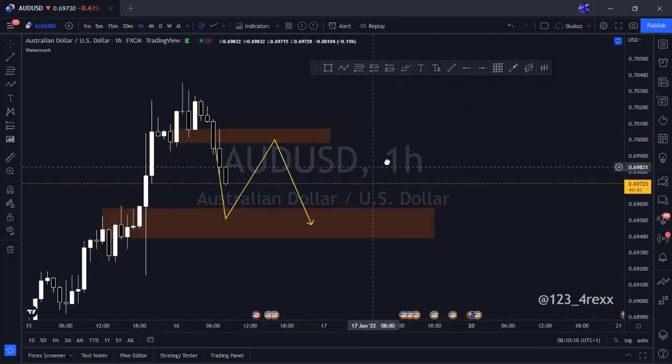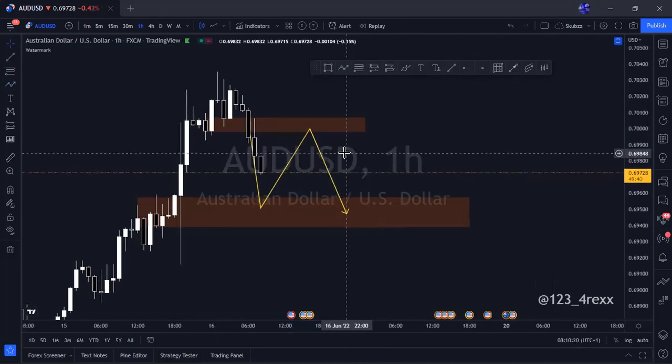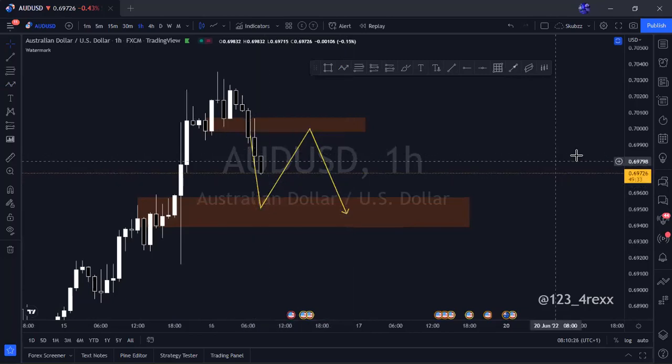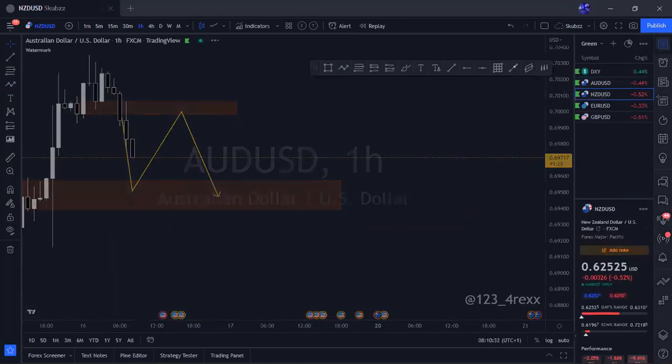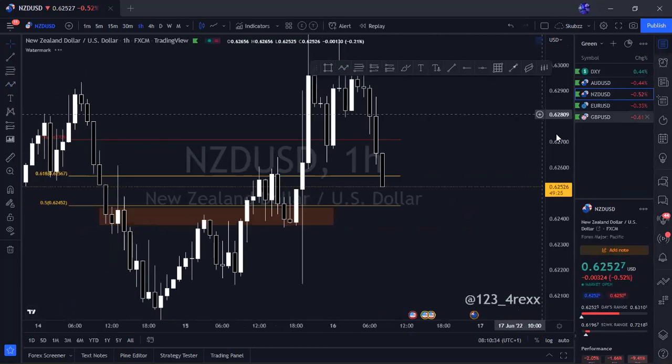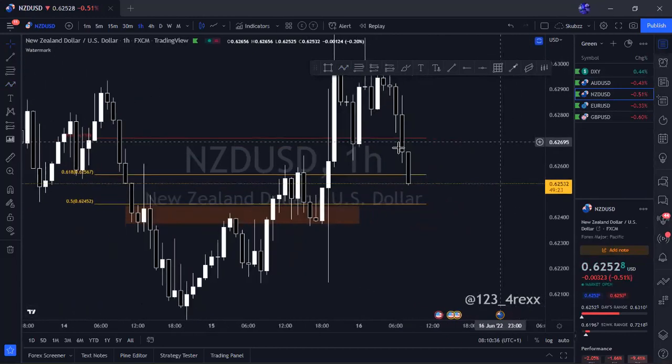So that's basically what I'll be looking at on AUD. Either way, anything can happen, but no matter what happens, I'll still be flowing with the market. Then the next one, let's check out baby NZD. NZD has been shitty. That's not actually favored me since yesterday.